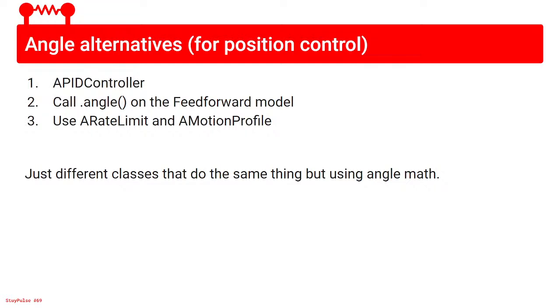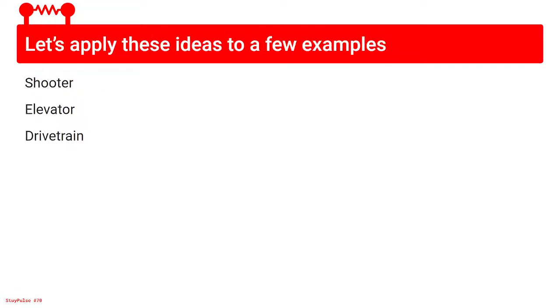This is a big difference between stylib and WPIlib. WPIlib handles angle differently. You usually want to do dot set continuous input and do negative pi to pi radians, I think, something like that. Depends on your units. But all these classes do the same thing, except they just use angle math, and it'll do what I mentioned at the very beginning, where it will take the shortest route because it's on a circle.